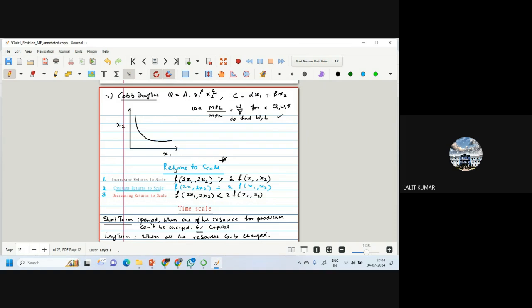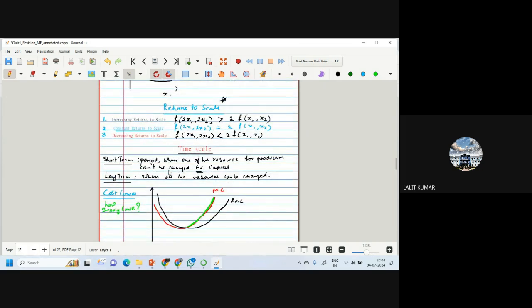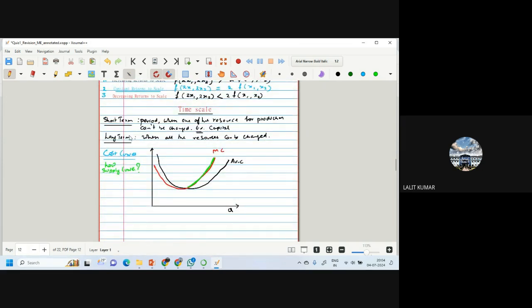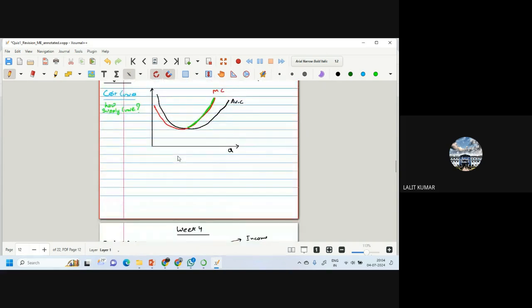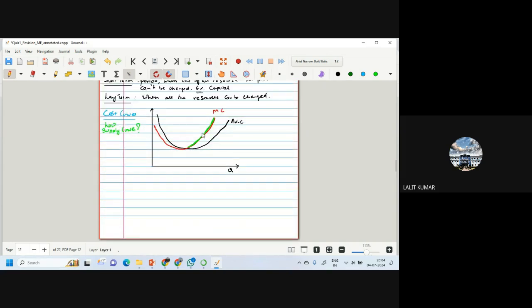Returns to scale means that if I double my inputs, will my output be doubled? It can remain constant also, at the same rate. In many cases, I double my input like the labor example we saw, but my output is decreasing. So there can be increasing returns to scale, constant returns to scale, and decreasing returns to scale. And then there is a short term and the long term. Short term means when one of the resources cannot be changed, for example, capital in the short term. In long term, all the resources can be changed. These cost curves I explained with an example.